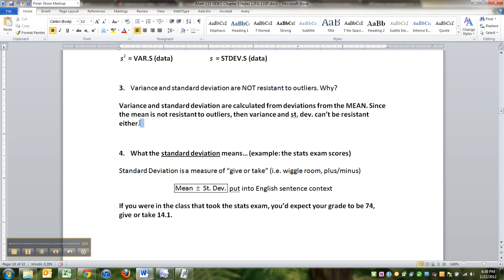So first thing is that variance and standard deviation are not resistant to outliers. Why is that? Well, the issue here is that the variance and standard deviation are calculated by taking deviations from the mean. The mean is not resistant to outliers, and therefore the standard deviation and variance can't be either. So let me see if that makes sense to you.